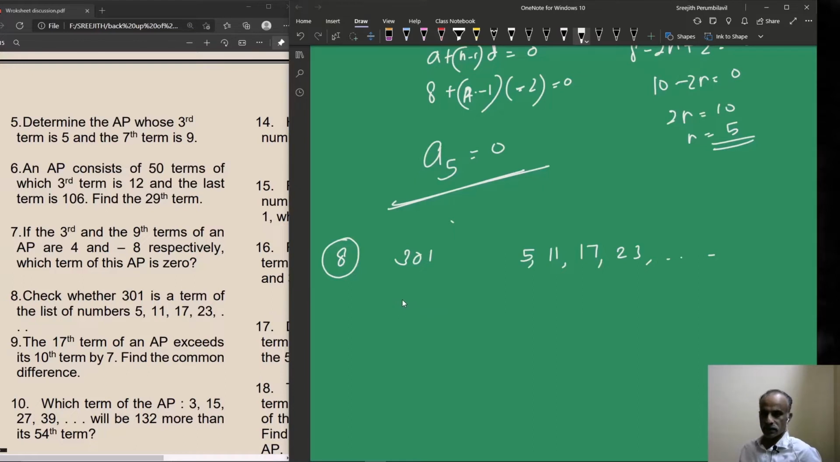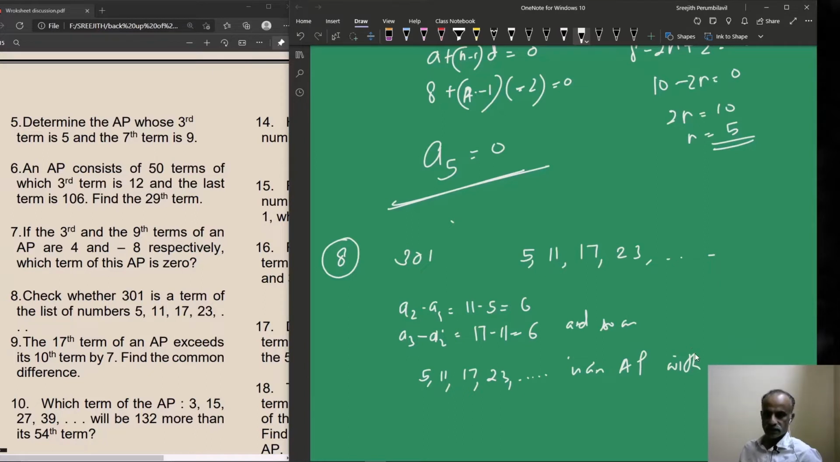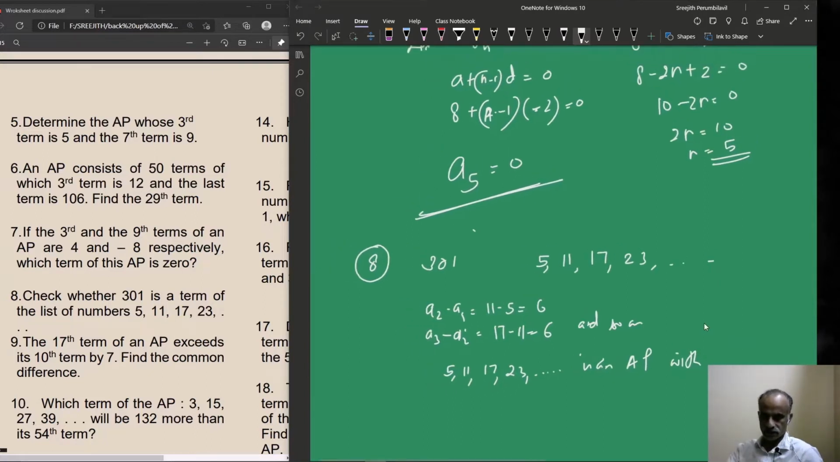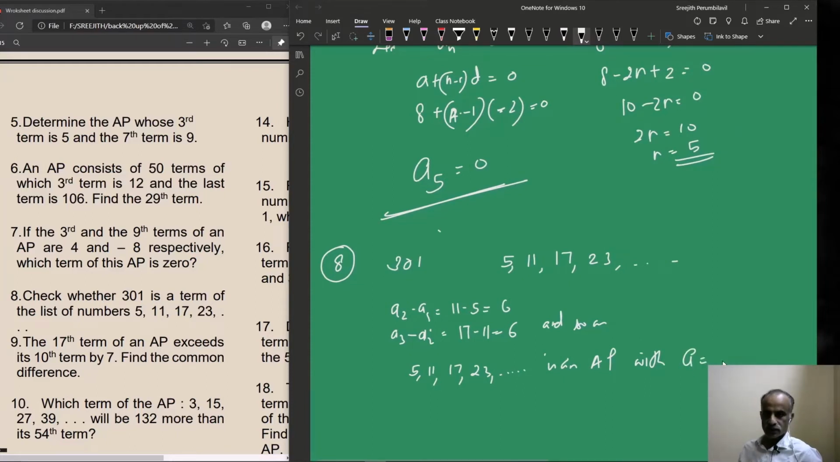So what we have to do is show that it's an AP. A2 minus A1 is equal to 11 minus 5, that is equal to 6. A3 minus A2 is equal to 17 minus 11, that is equal to 6 again, and so on. So that means the common difference is the same. Therefore 5, 11, 17, 23 etc. is an AP with A equal to 5 and common difference is equal to 6.